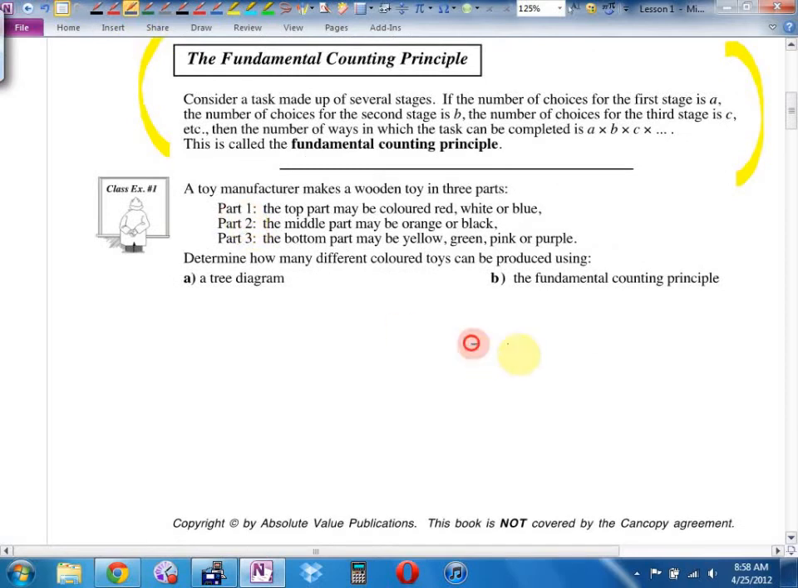It looks like I have three parts. Jessica, how many choices for the first part? Read the question. Three. How many choices for the second part? Two. How many choices for the third part? Four. How many different colored toys can be produced? 24.